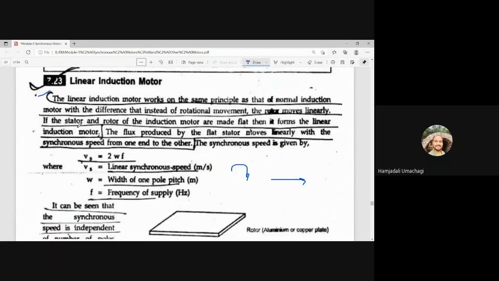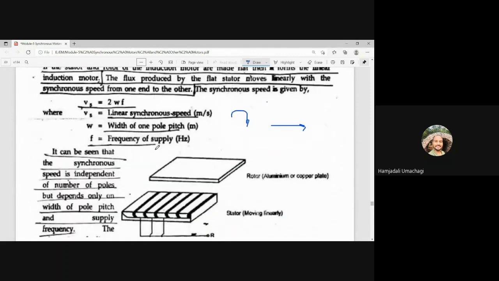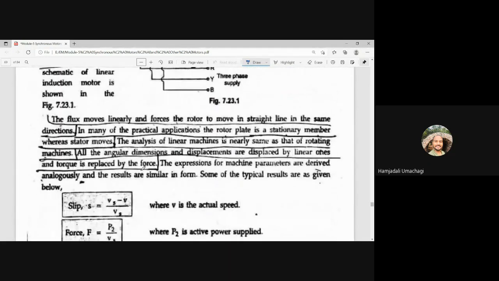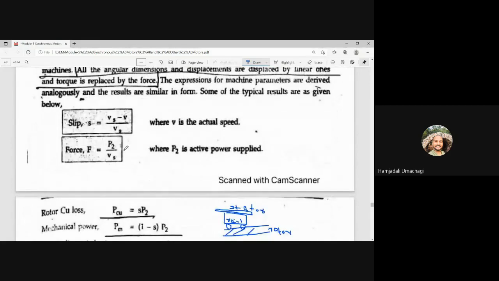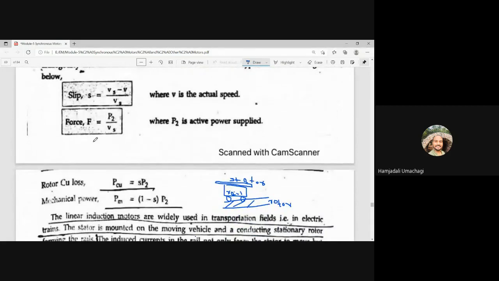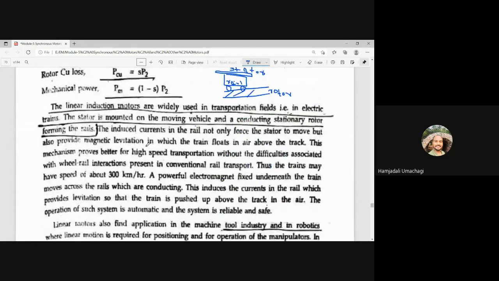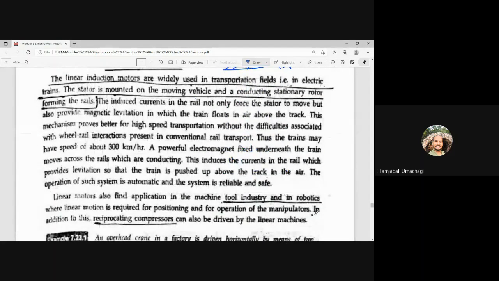From here you explain entirely with formulas, then you draw the diagram for the linear induction motor, then the associated explanation, then the formulas related to the linear induction motor, that is slip, force, rotor copper loss, mechanical copper loss. Write all these formulas and all this explanation related to the applications.